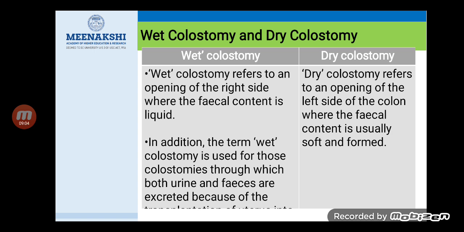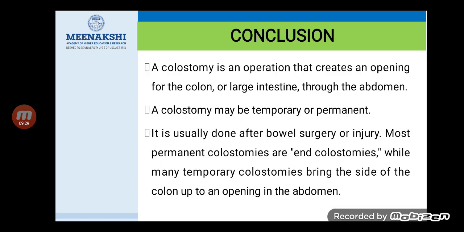In addition, the term wet colostomy is used for those colostomies through which both urine and feces are excreted because of the transplantation of the ureter into the colon. Whereas dry colostomy usually refers to an opening on the left side of the colon where the fecal content is usually soft and completely formed. This is all about the different types of colostomies.